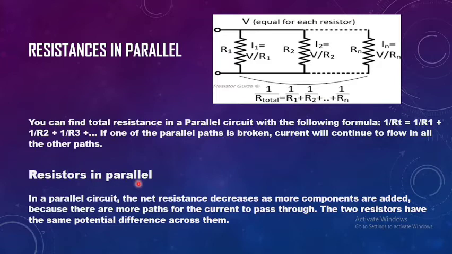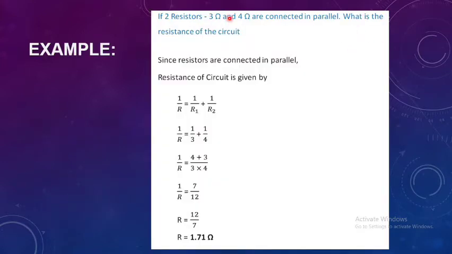For resistors in a parallel circuit, the net resistance decreases as more components are added because there are more paths for current to pass through. The resistors have the same potential difference across them. Sa pag-parallel din po, we have the same voltage drop across the components. So we have here an example: if two resistors of 3 ohms and 4 ohms are connected in parallel, what is the resistance of the circuit?